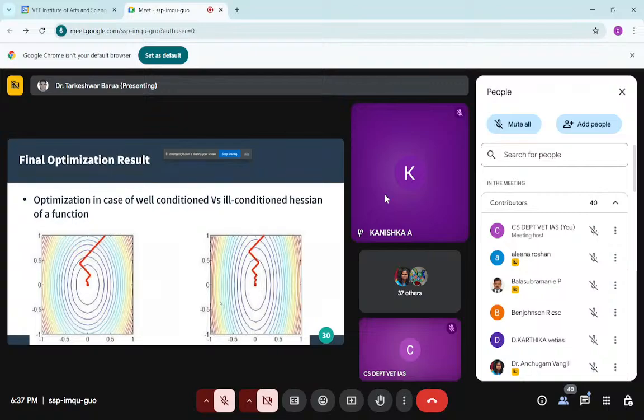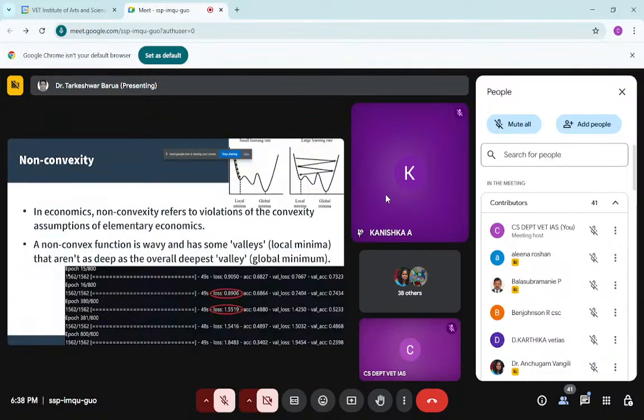As you can compare these images, optimization in the case of well-conditioned versus ill-conditioned. So you can see in the well-conditioned case, it reaches the minimum directly, while in the ill-conditioned case, it's taking time. But if it is a healthy or well-conditioned problem, it uses less computation. That is our target. So how is it affecting?